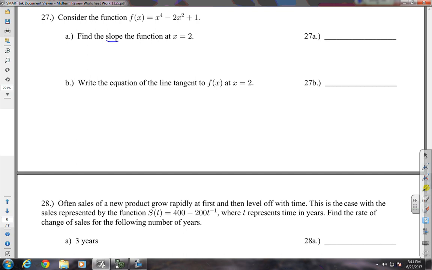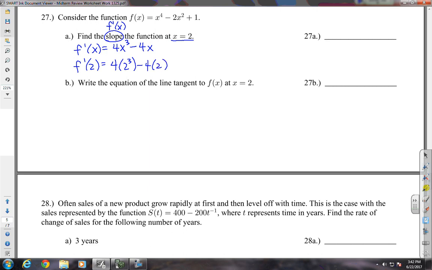To find the slope of a function, we need to calculate the first derivative. When we find the first derivative, we will plug in x equals 2, and that will give us the slope of this function at 2. To find the derivative of this function, we will apply the power rule term by term. We obtain 4x cubed minus 4x. To figure out the slope at the specific point 2, we will simply plug 2 in for x and evaluate.